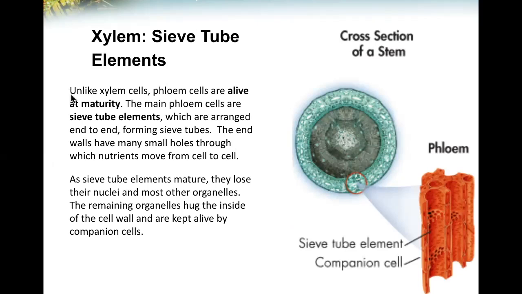Unlike xylem cells, phloem cells are alive at maturity. The main phloem cells are sieve tube elements, which are arranged end to end, forming sieve tubes. The end walls have many small holes through which nutrients move cell to cell. As sieve tubes mature, they lose their nuclei and most other organelles. The remaining organelles hug the inside of the cell wall and are kept alive by companion cells.